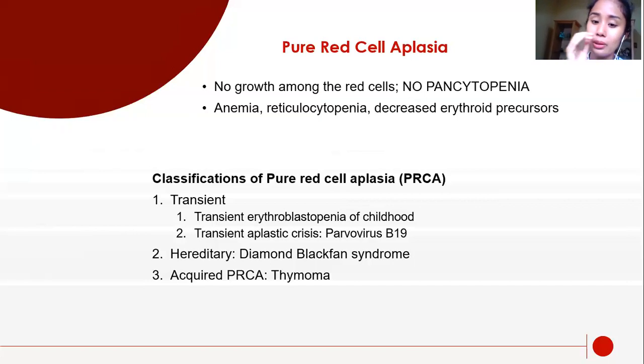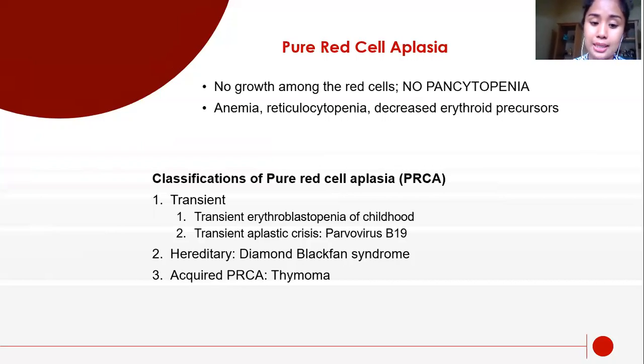So among people with PRCA, pure red cell aplasia, it can be transient. So this can happen for a short period of time. Example, during childhood, transient erythroblastopenia of childhood. Di ba sa Baguio sa mga transient? Plus walang transient na nagtatagal. And transient aplastic crisis, specifically parvovirus B19, paki-highlightan yun ha.